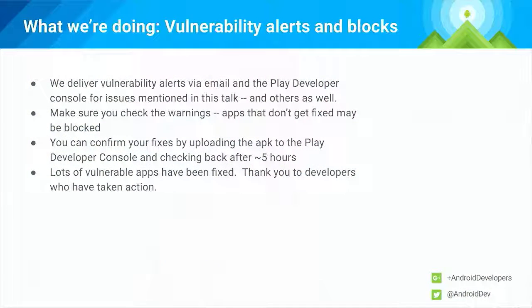So some notes on vulnerability alerts and blocking. If we detect a vulnerability in your application for SSL, old libraries, those kinds of things, you'll get a vulnerability alert via the email on your console, and you'll get a notification on that page. Make sure you actually go and check these and fix them, because if you don't fix them, your application may be blocked, right? Don't ship things with security issues.